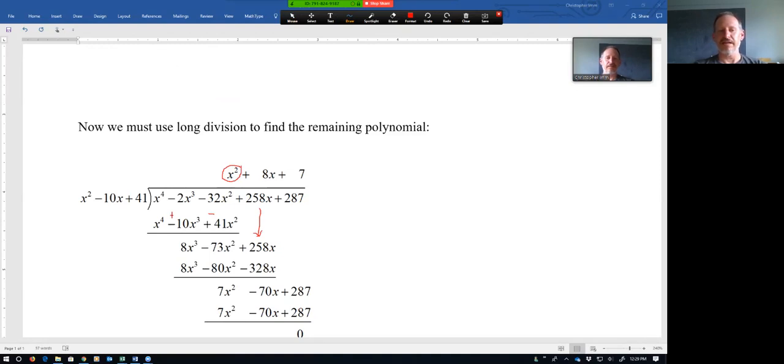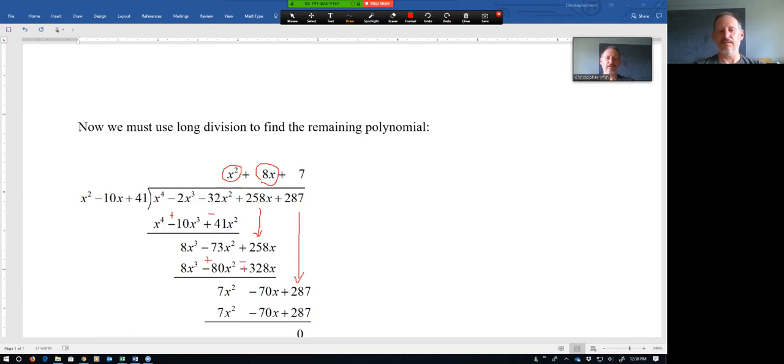I ask myself, what times the x squared would give me 8x cubed? Well, that's 8x. Multiplying 8x into all these, I get 8x cubed, negative 80x squared, and 41 times 8 is 328. So again, I changed the sign on these. And this one should have been a plus. And when I subtract these down, I get negative 73 plus 80, that's 7. 258 minus 328 is negative 70. And I'll bring my last term down here.